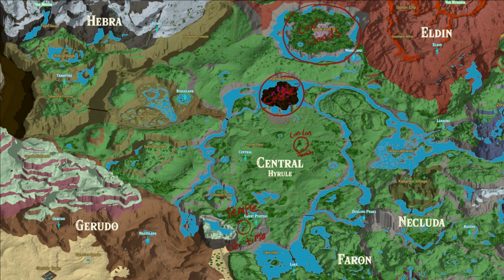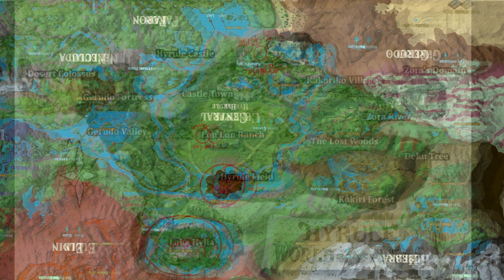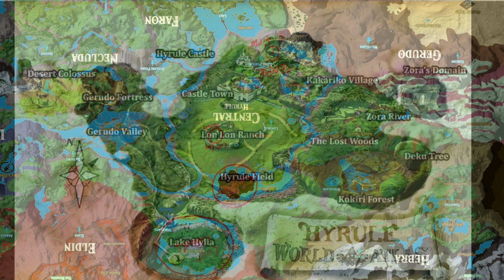The wild is strange. Long Long Ranch sits in ruin in the middle of Hyrule Field. The Lost Woods are to the north, and the Temple of Time is to the south, far from Hyrule Castle. But has anyone tried to flip the map upside down? It actually kinda lines up. Long Long Ranch and the Temple of Time are in the same spots, as well as Lake Hylia is the same size as the lake around the Korok Forest.